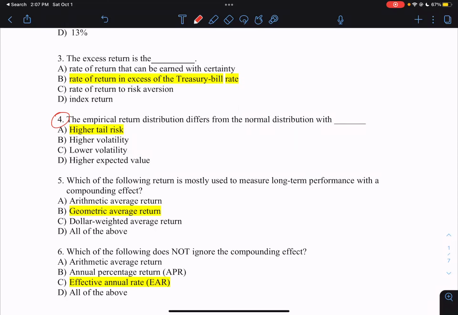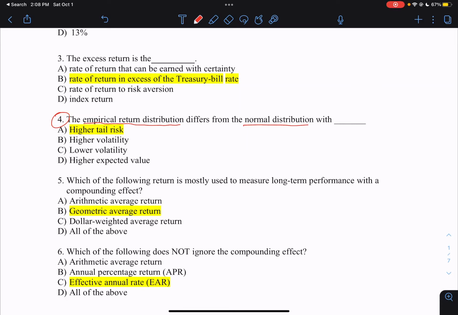The question itself asks you how the empirical return distribution, like the stock return distribution, differs from the normal distribution. The short answer is just from the slide. I told you that the empirical return distribution has higher tail risk and has some skewness. Tail risk, in terminology, is called higher kurtosis.